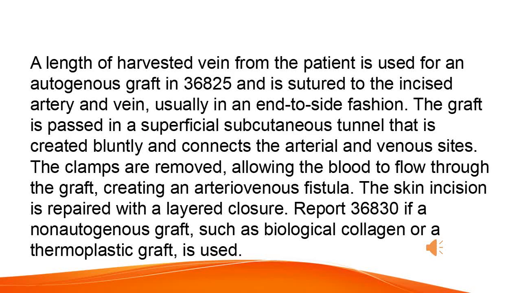A length of harvested vein from the patient is used for an autogenous graft, 36825, and is sutured to the incised artery and vein, usually in an end-to-side fashion. The graft is passed in a superficial subcutaneous tunnel that is created bluntly and connects the arterial and venous sites. The clamps are removed, allowing the blood to flow through the graft, creating an arteriovenous fistula. The skin incision is repaired with a layered closure. Report 36830 if a non-autogenous graft, such as biological collagen or a thermoplastic graft, is used.